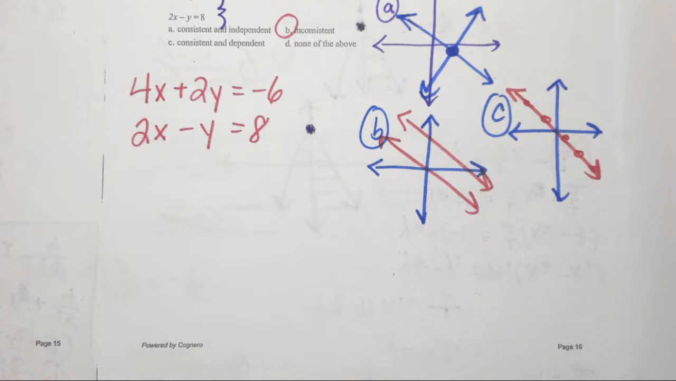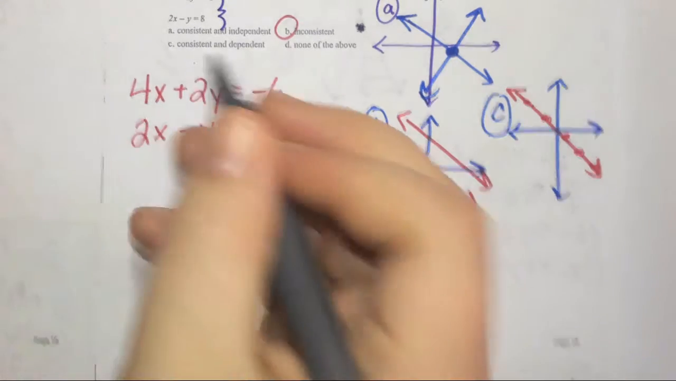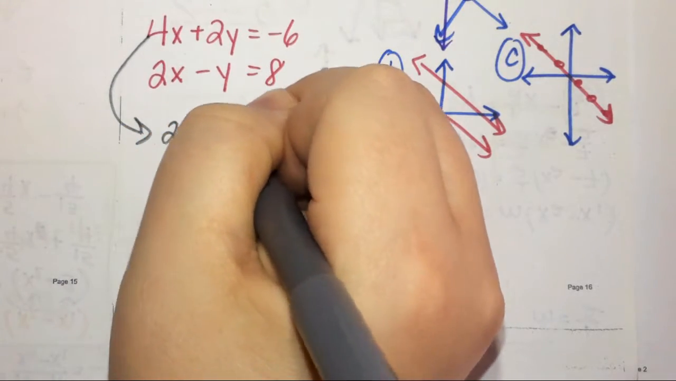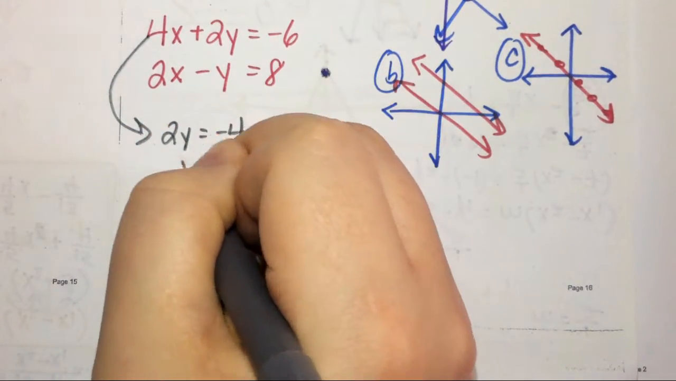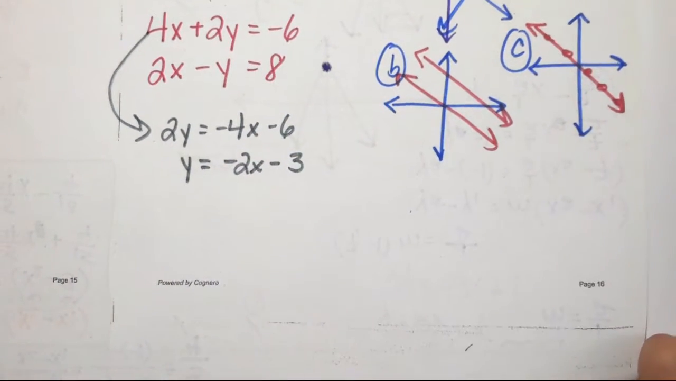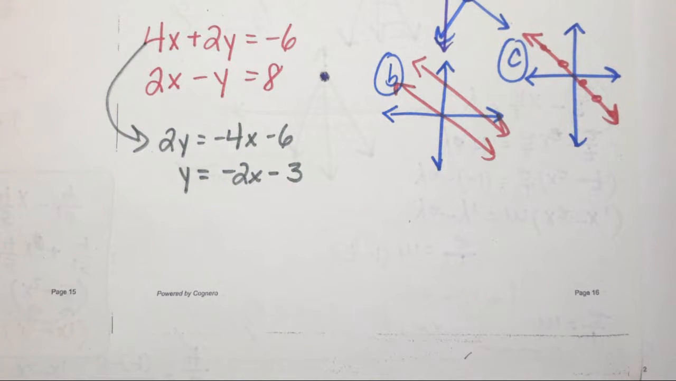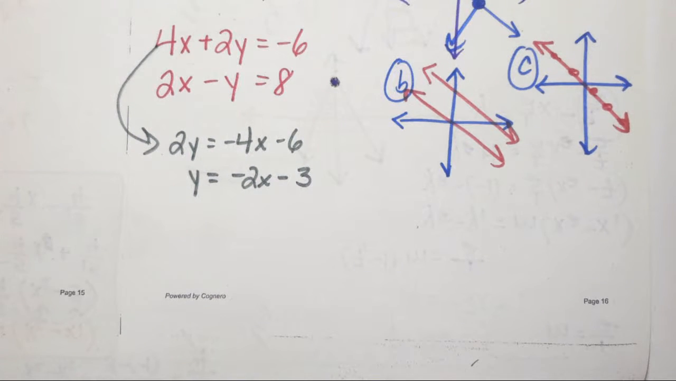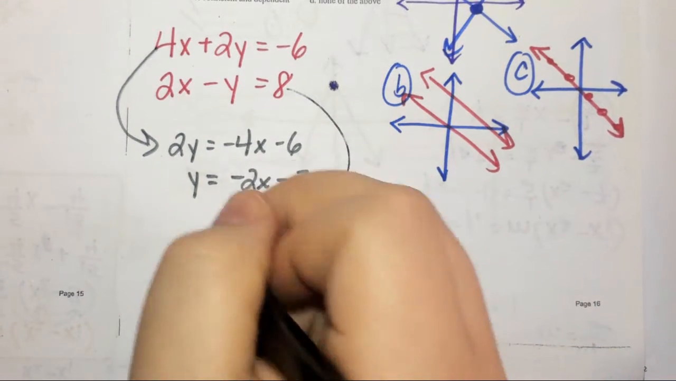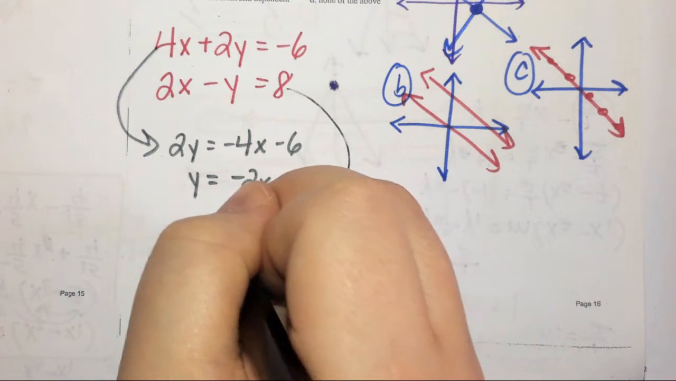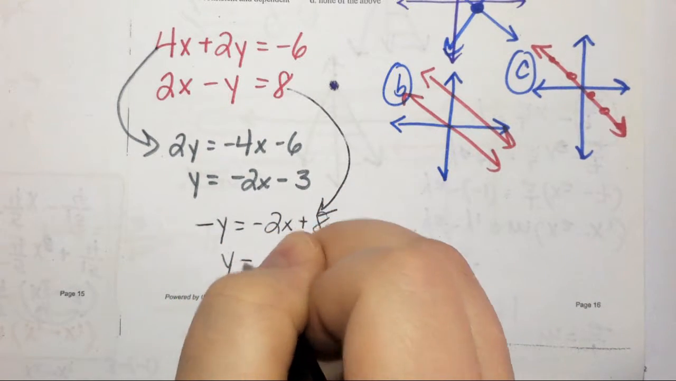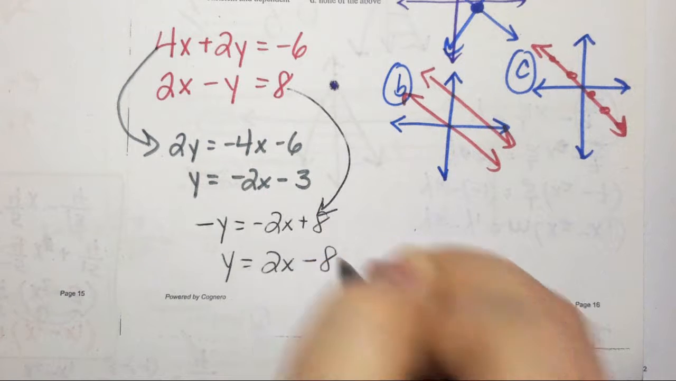Let's see. Okay, so he said he put this one in y equals mx plus b. So he did 2y equals negative 4x minus 6. So y equals negative 2x minus 3. That's what he did for the first one when he rearranged it for y equals mx plus b. For the second one, when he rearranged it, he would have negative y equals negative 2x plus 8. So y equals 2x minus 8.